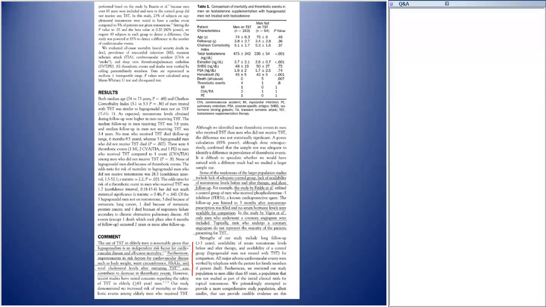Ridiculous. Furthermore, improvements in risk factors for cardiovascular disease, such as body weight, body fat, hemoglobin A1C that's lowered, and total cholesterol that improves, can contribute to the decrease in thrombotic events. Some of the weaknesses of the larger studies include lack of adequate control groups, lack of availability of testosterone levels before and after therapy, and short-term follow-up. These studies that we've already talked about have significant flaws that have been mentioned in all of these subsequent studies.